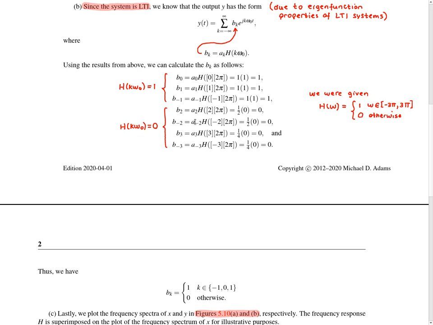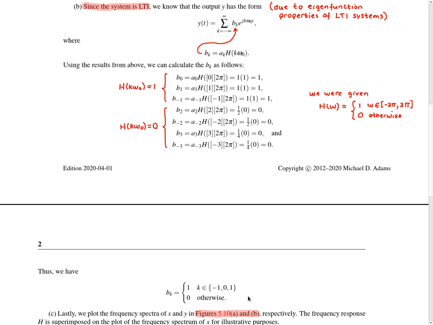So we can combine all of these results together and just write them a little bit more concisely as is written on this line here. It turns out that all the Fourier series coefficients that are non-zero happen to be equal to 1, and there's 3 of them for Fourier series coefficient indexes k equal to minus 1, 0, and 1, and then all the remaining Fourier series coefficients are 0. So this completes part B of the problem, where we're asked to find the output of the system. The output of the system is given by this particular Fourier series, where the Fourier series coefficients bk are given by this formula here.